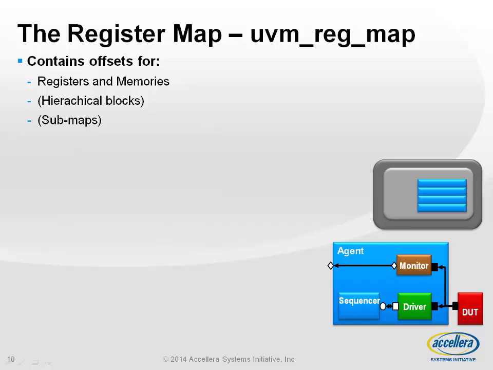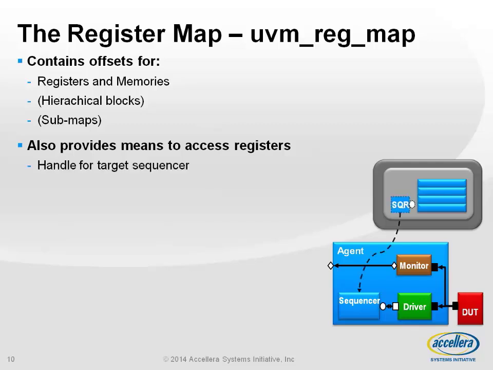The register map itself has a base address, and then we calculate everything off of that, and it can be hierarchical, it can have submaps, etc. But it also provides the means to actually access those registers. So it's not just address information, it's some other stuff. So we have a handle to the target sequencer. From the address map, in addition to knowing the addresses that we're going to deal with on the bus, we also have the sequencer that is going to go through the driver to that bus. So we have a pointer to the sequencer, and we also have this thing called a register layer adapter.